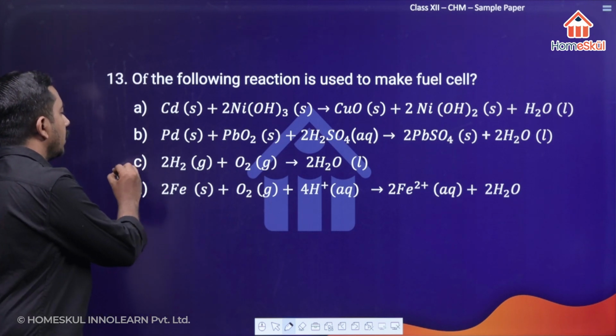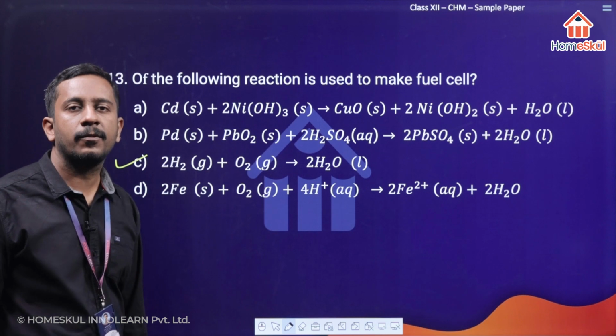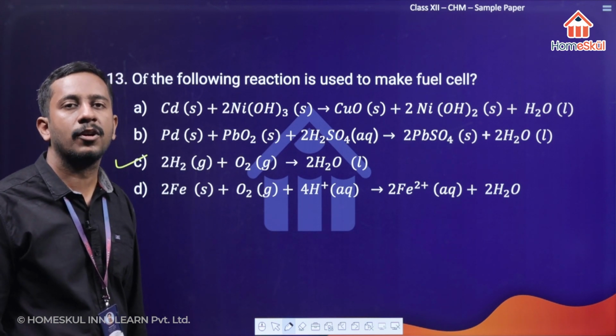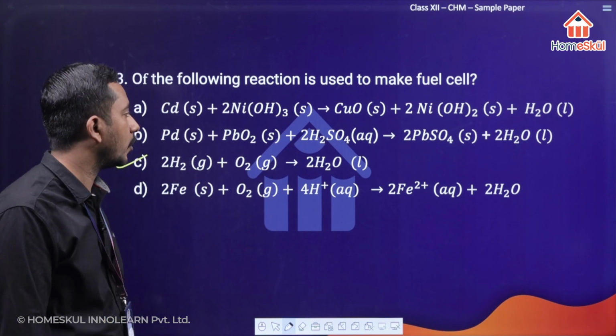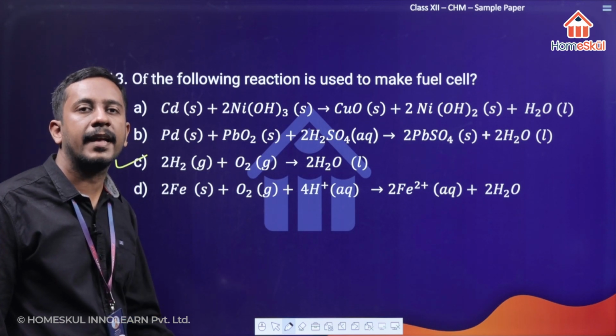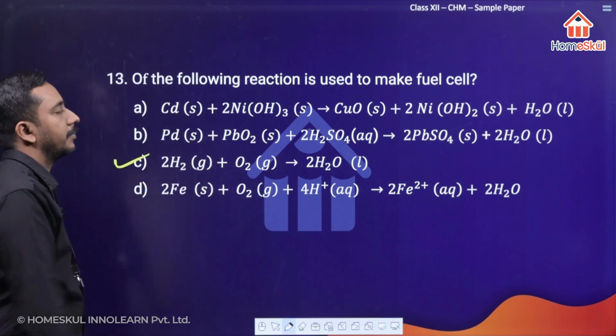If you take a look at option C, that is 2H2 plus O2 gives 2H2O. That is the equation for the hydrogen-oxygen fuel cell. That is the net reaction happening in a hydrogen-oxygen fuel cell. Hydrogen gas and oxygen gas are combined to give you water as the product. So the combustion energy is being converted into electrical energy, and that energy is being used. So our correct option is option C.